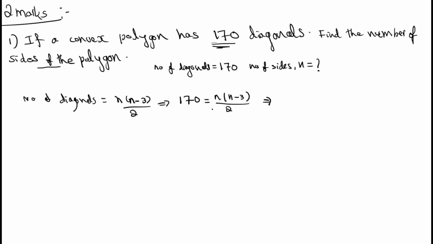This implies cross multiply: n into n minus 3 is equal to 2 into 170. 2 7s are 14, 1, 2 1 2, 3, 340. Now again simplify this one. n into n is n square, minus n into 3 is 3n, minus 3n. Take 340 to LHS, that will become minus 340 is equal to 0.